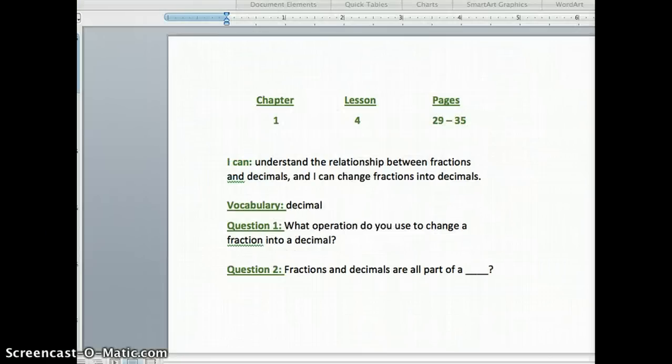So let's look back at the questions. Question 1, remember, go back in that video and look at what operation you used to change a fraction into a decimal. How did we do that? Think about that. In question 2, fractions and decimals, what are they all a part of? So think of those questions.